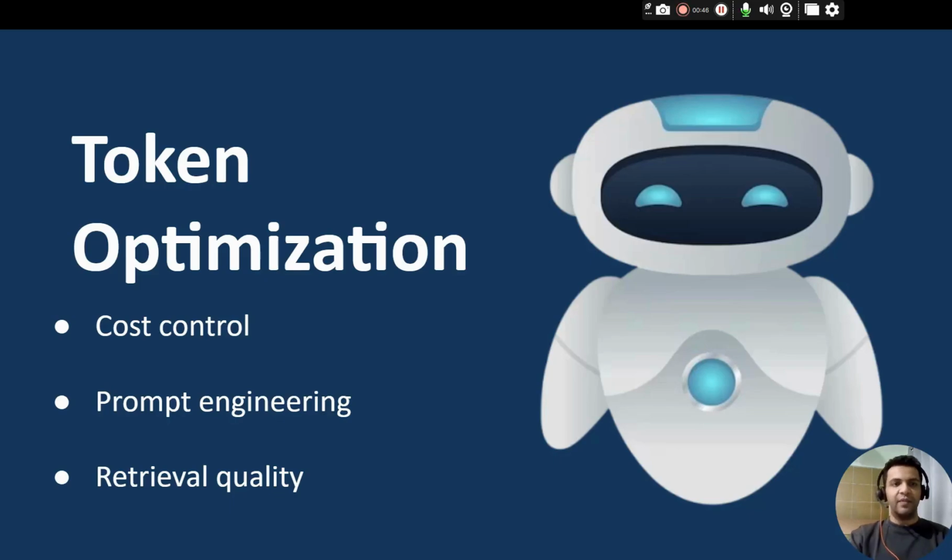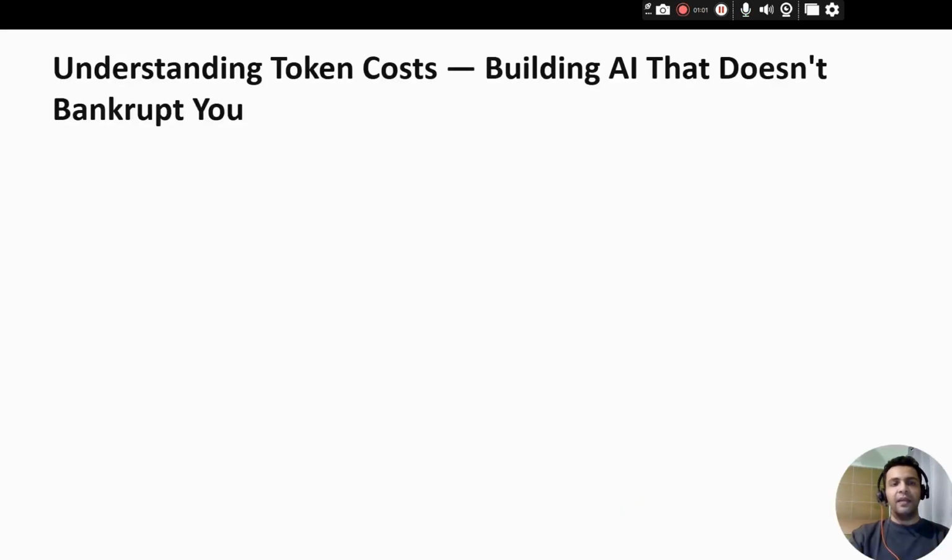Okay, so we'll move on to the next part, which is about token optimization, which can help us control costs. We'll see how prompt engineering can help us optimize on this as well while maintaining the retrieval quality. Now, understanding token costs is important because otherwise you might end up building an application which is extremely expensive.